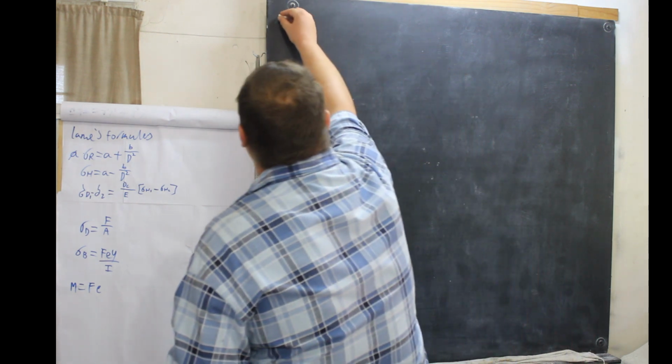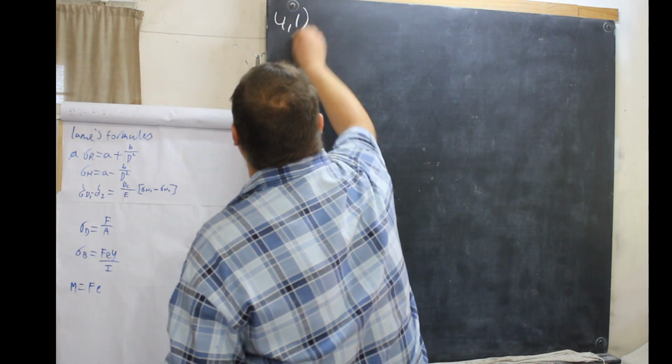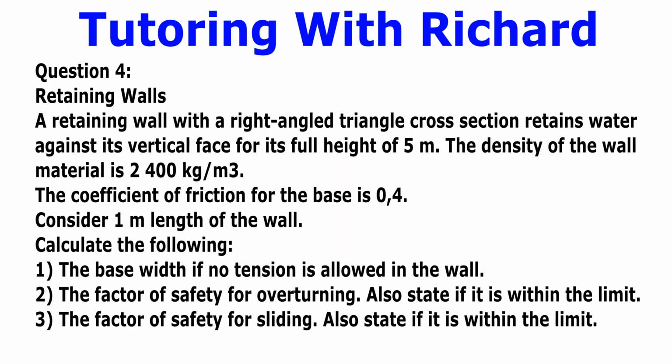So now we've got question 4, and we're going to do question 4.1. Question 4 states: a retaining wall with a right-angled triangle cross-section retains water against a vertical face for its full height of 5 meters. The density of the wall material is 2,400 kg per meter cubed, and the coefficient of friction for the base is 0.4. Consider 1 meter length of the wall.